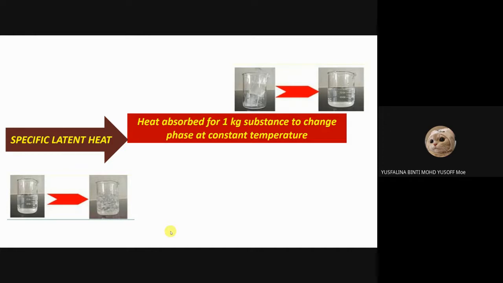For the specific heat capacity, the object must have 1 kg of mass. So same as the specific latent heat, it must have 1 kg of substance. So the heat absorbed for 1 kg of substance to change phase at a constant temperature is the meaning of specific latent heat. The only thing you need to add is the mass here, 1 kg. It's the same meaning as the latent heat just now, but this one you only add 1 kg for the mass.